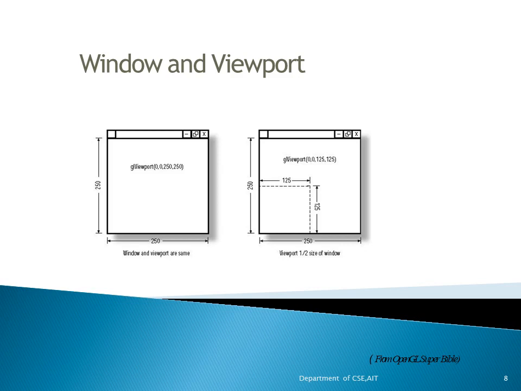So this is how we can make use of glViewport. If you don't specify, it will be nothing but the window. But if you want to occupy only some part of the window, then you can give a smaller dimension of the window and call it a viewport. So you can see here that in the second one, the viewport will have the values 0, 0, 125, 125.